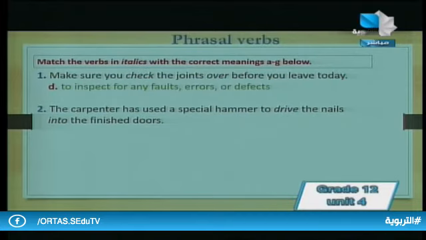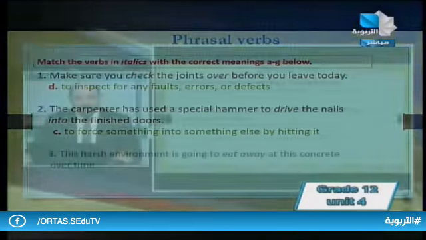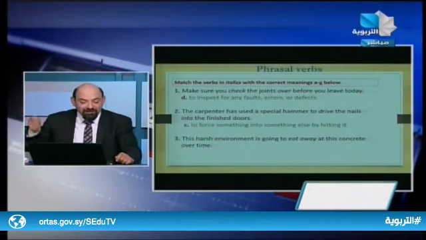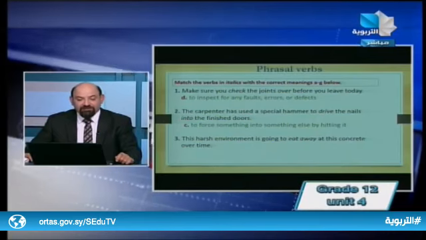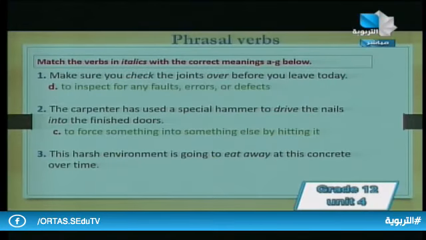Number two, the carpenter has used a special hammer to drive the nails into the finished doors. Drive into means to force something into something else by hitting it. A hammer, for example.